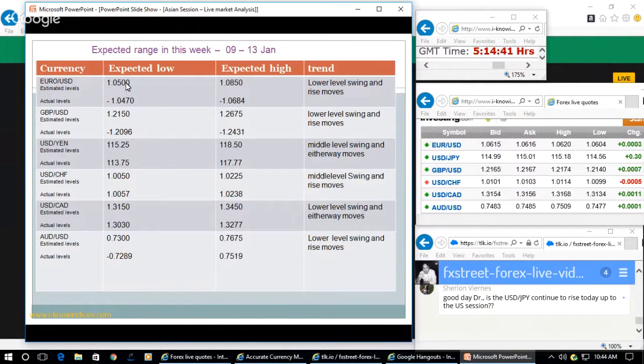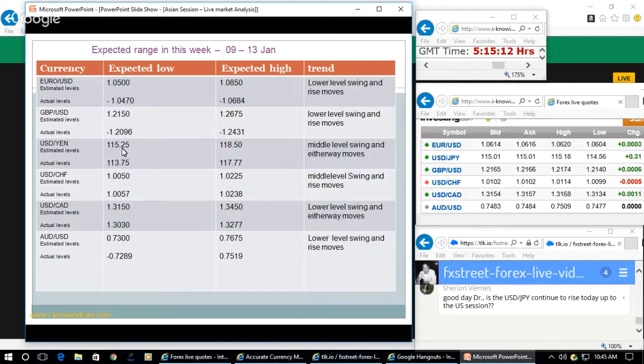The low set for the week was 1.05. Euro came down to the 1.0470 area and started gaining the level. Yesterday it gained up to 1.0684, and started coming down. Then in the case of GBP, 1.2150 was the expected low, and it came down to 1.2096, started gaining the level, now trading around 1.2166, and they are expected to go up later on.